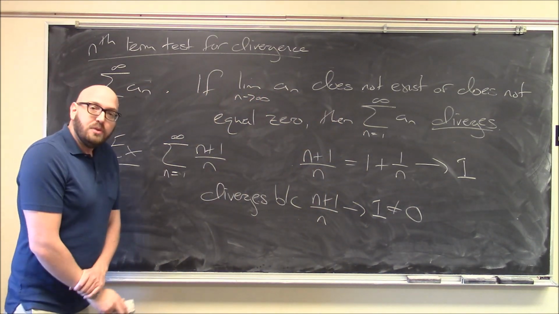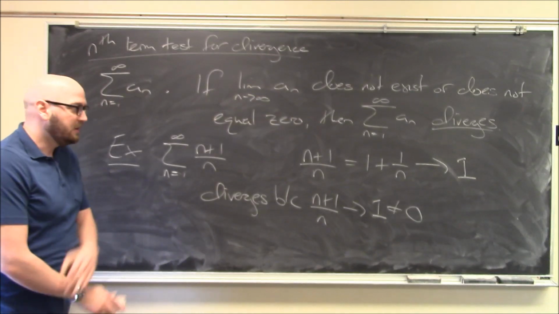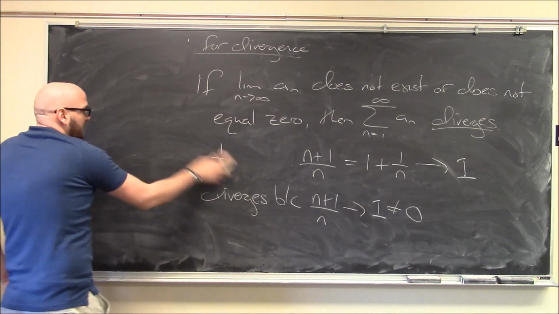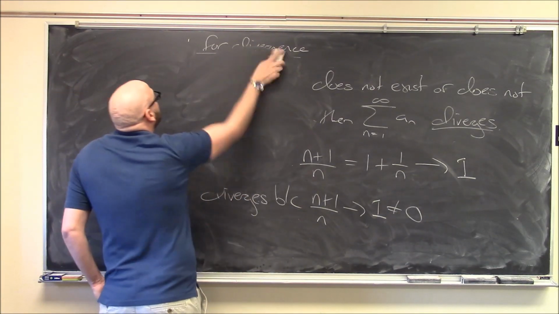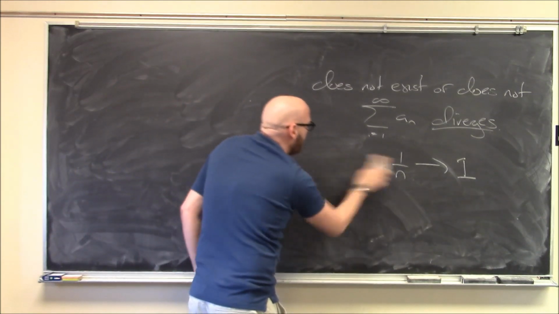Right, so the only way a series can converge is if your terms eventually shrink to 0. It doesn't tell me if a series converges or not. It's just a test that can tell me if it diverges very quickly.